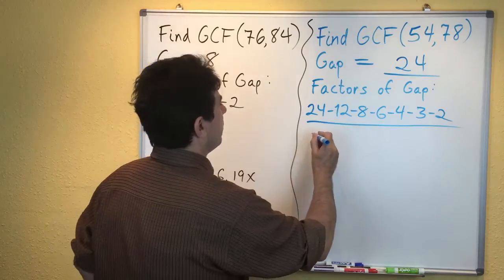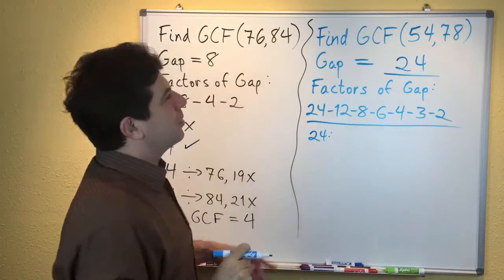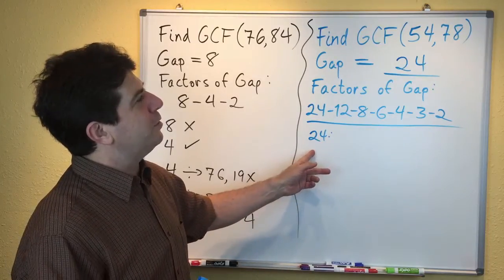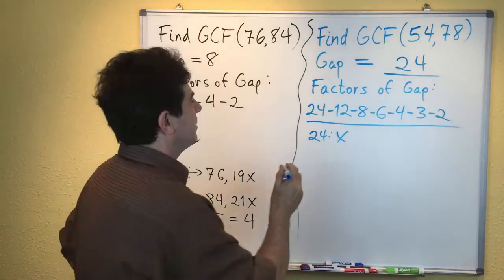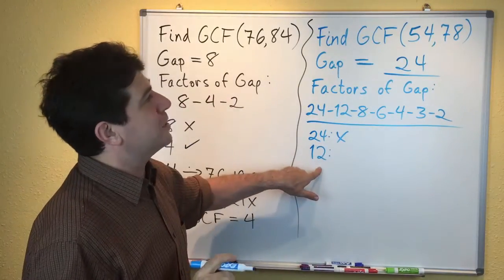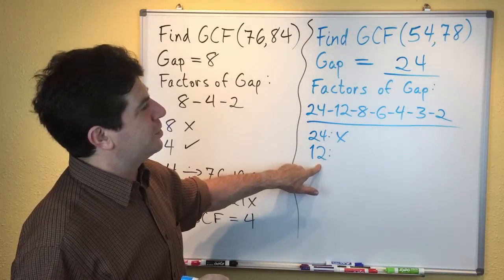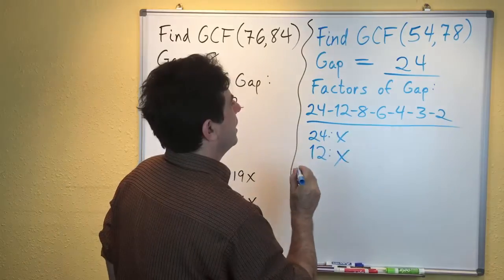So does 24 go into 54? Well, think about it. 24 goes into 24 and 48, so it overshoots 54, so that's a no. Try our next number, 12. Does 12 go into 54? Well, it also goes into 48, so it also overshoots 54 because it goes into 60, so forget 12.